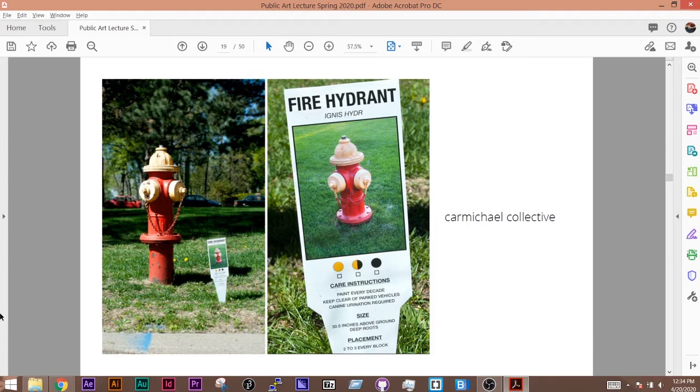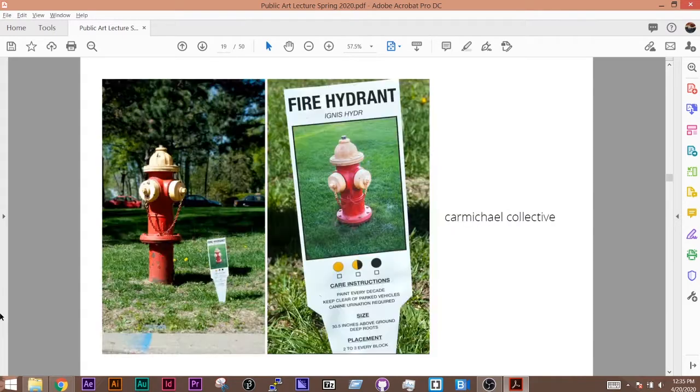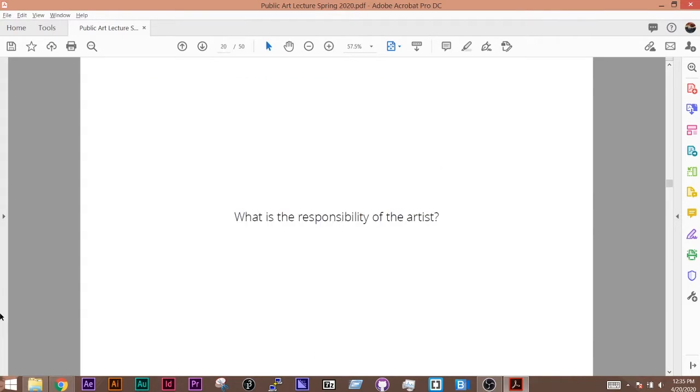Placement 2 to 3 every block. There's something really silly about this, but it also brings the idea of a system back down to our local level. And so these ones are kind of fun in the sense that they're playful, but in some regards, as artists, there's a responsibility that you have in terms of making work in public.